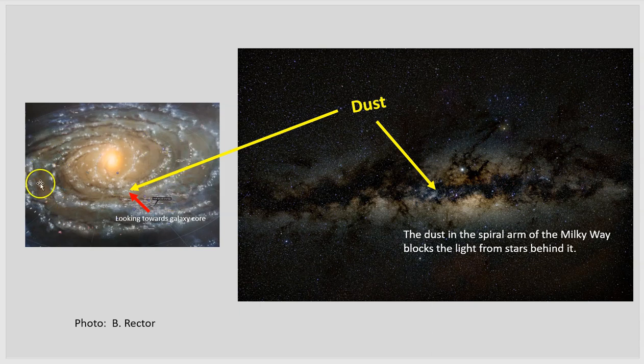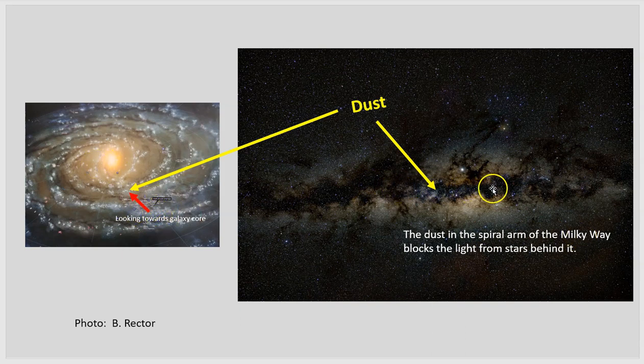On the left here, here's our sort of drawing of the Milky Way. And again, when we take a Milky Way photo, we're looking towards the core of the galaxy. Here on the right is a picture of our galaxy, again looking towards the core right here. And again, these dark areas would be the dust that is present in one of the spiral arms of the Milky Way that is between us and the core.